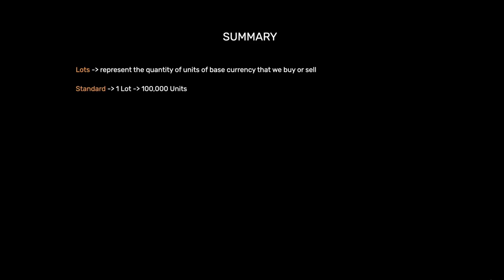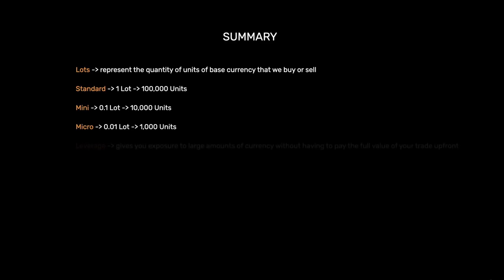So, just to quickly summarize the key points that we have covered in this lesson, currencies are traded in specific amounts called lots, which represent the units of base currency that we buy or sell. One whole lot is called a standard lot, and this is equal to 100,000 units. A mini lot is 0.1 lots, and this is equal to 10,000 units. A micro lot is 0.01 lots, and is equal to 1,000 units.